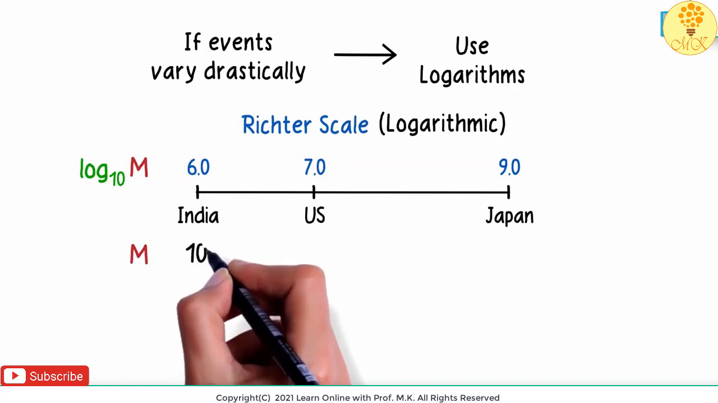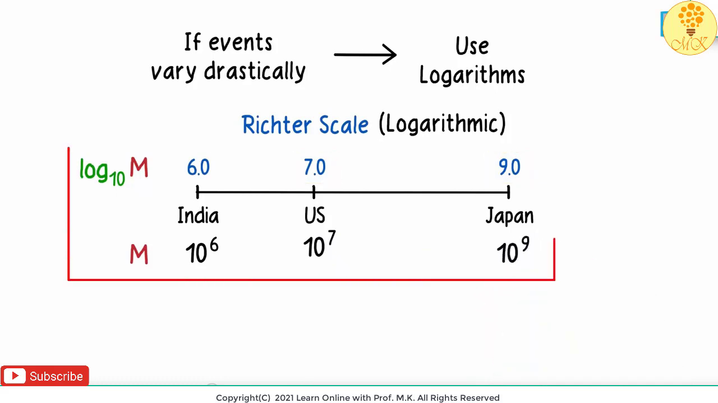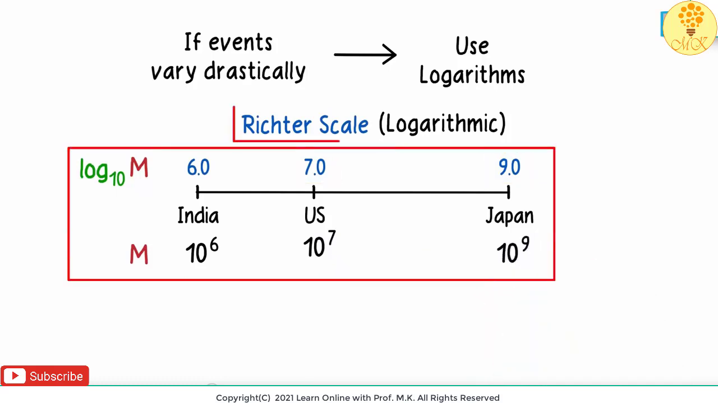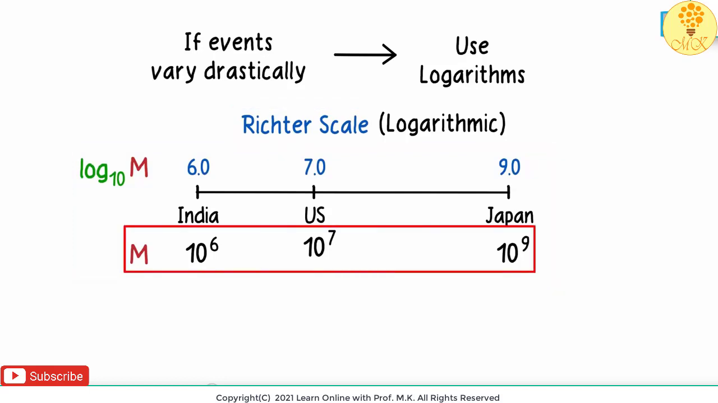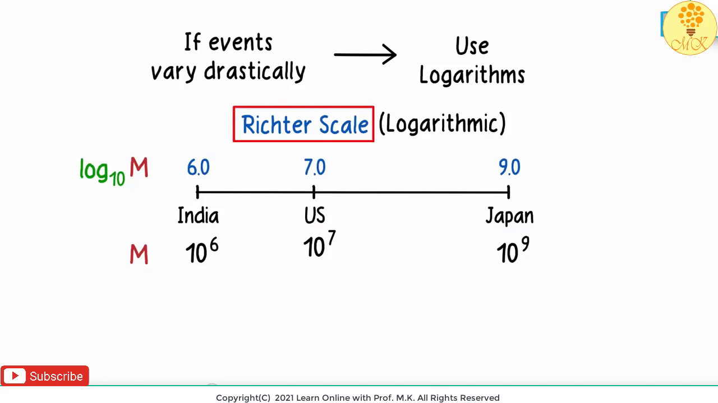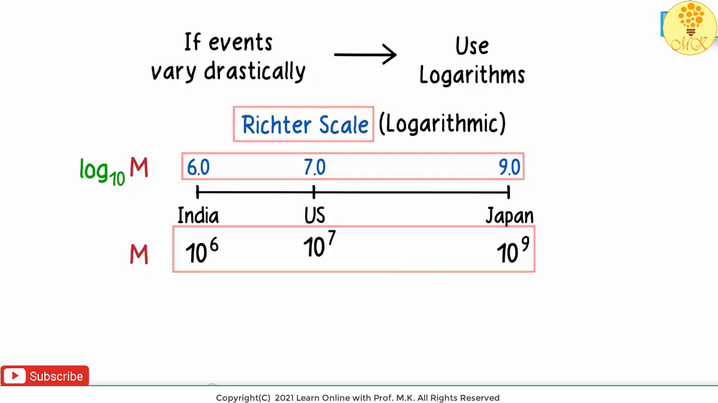It will be 10 raised to 6. If log a to the base b is x, then in the exponential form, b raised to x will equal a. Hence 10 raised to 6 will equal m. And in these two cases, m will be 10 raised to 7 and 10 raised to 9. This will help us massively in understanding the Richter scale. The values of m tell us how strong the earthquakes are, while the Richter scale is used just to represent these huge numbers using a manageable scale.